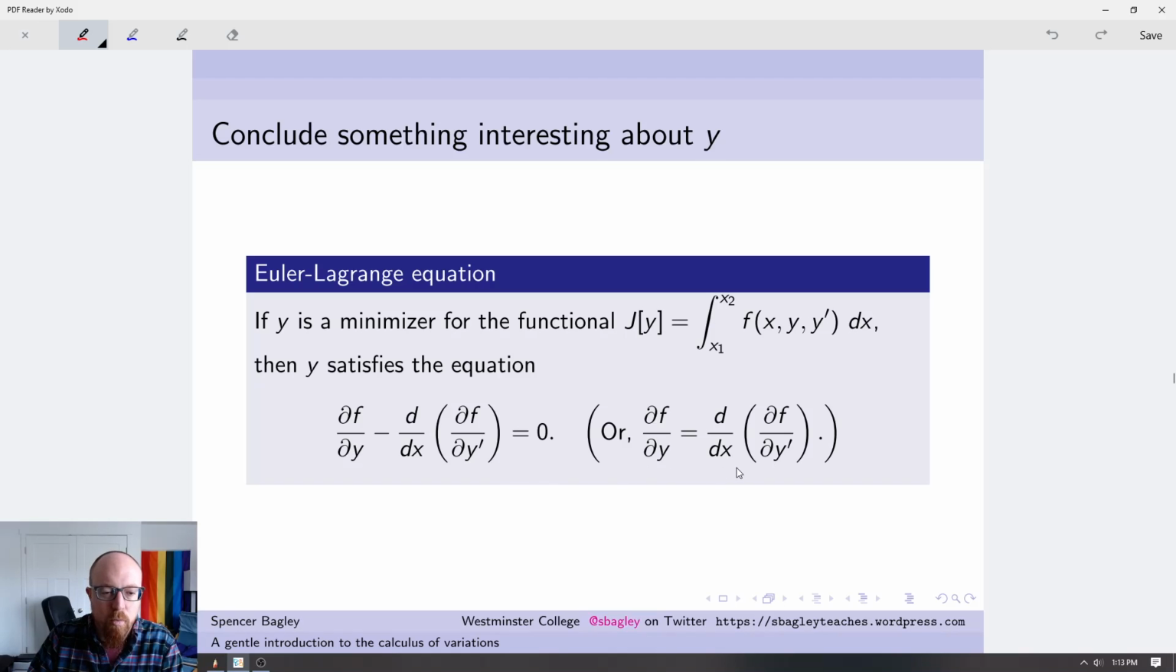I'm going to write it in two ways. Either that quantity that was multiplied by eta has to be 0, or, if you just add this over, you can see the partial of f with respect to y has got to equal the x derivative of the partial of f with respect to y prime. Hold that thought, because we're going to see it again on the next slide.